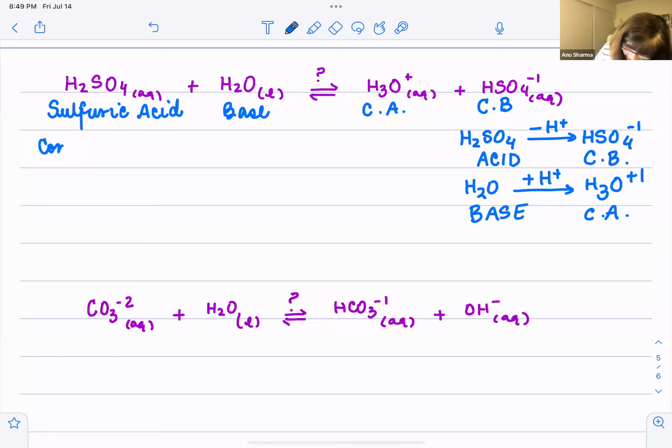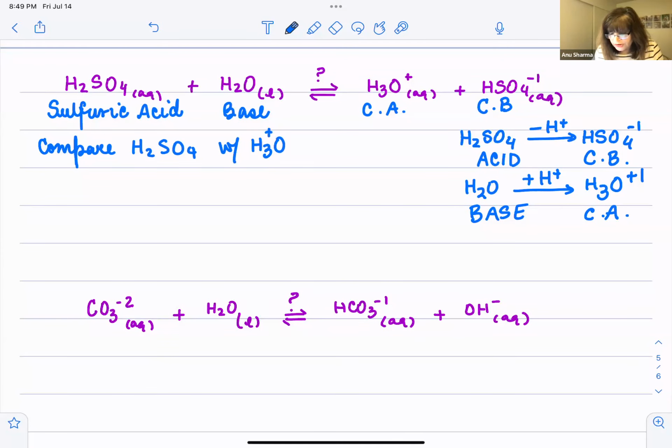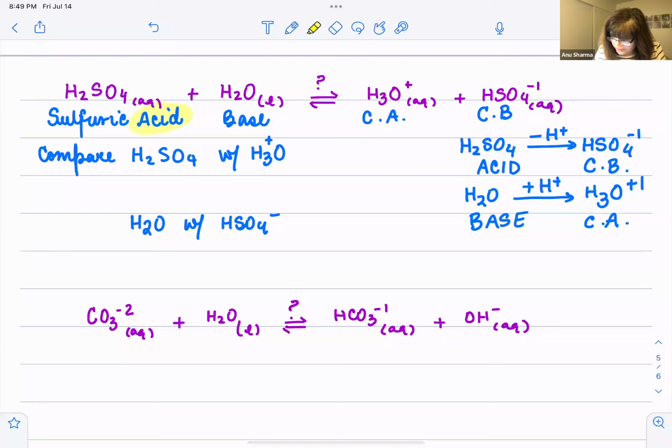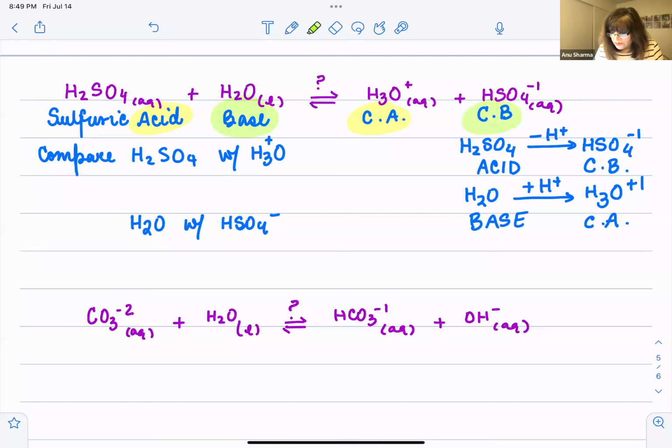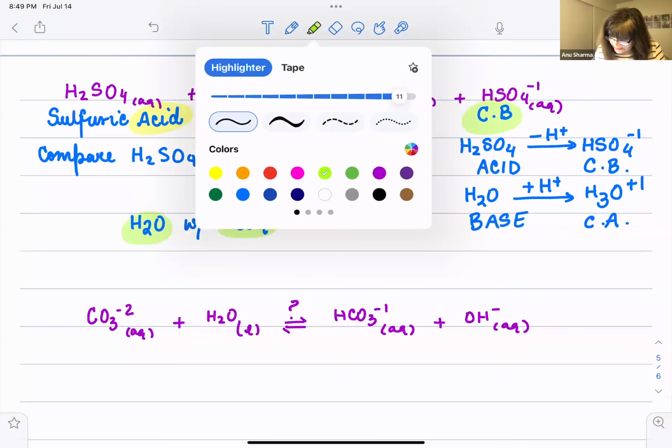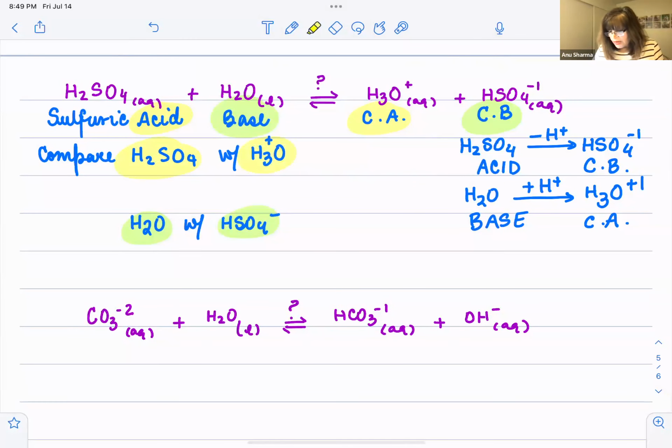First step is that. Now you compare H2SO4 with the conjugate acid, which is H3O plus, and see which one is stronger, and you compare H2O with HSO4 negative. So an acid to a conjugate acid and a base to a conjugate base. This is the base, and this is the base, and these guys are acting as the acids. H2SO4 and the hydronium ion are acting as the acid.